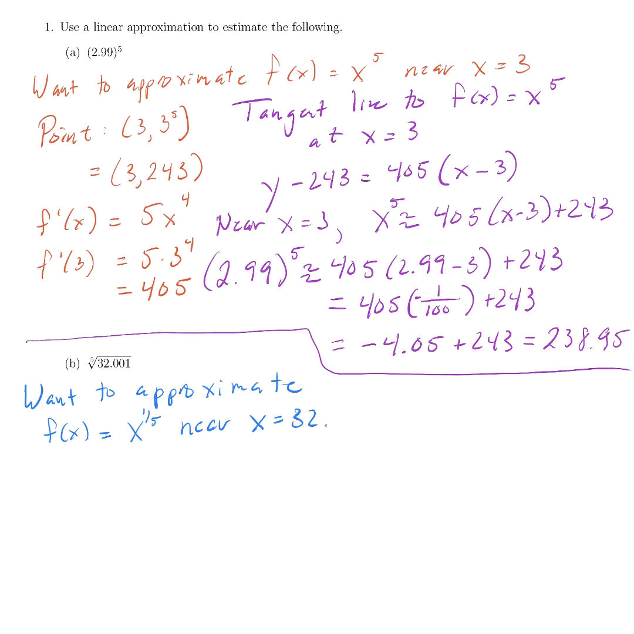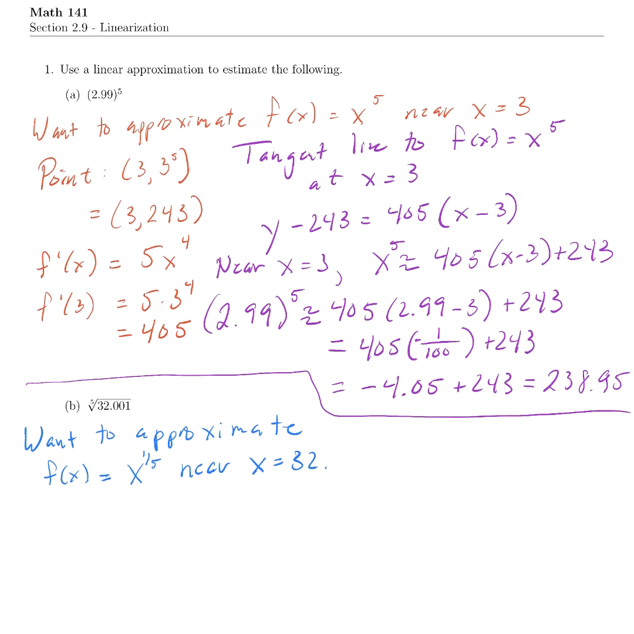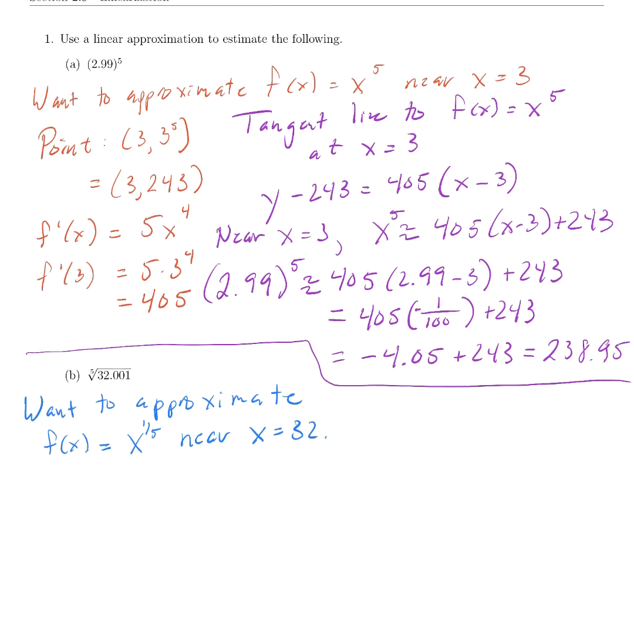Okay, here are the solutions to the section 2.9 activity on linearization. So in this first problem, we want to use tangent lines to approximate a couple of numbers. The first is 2.99 to the fifth power, sorry.